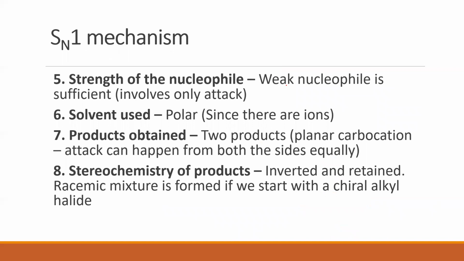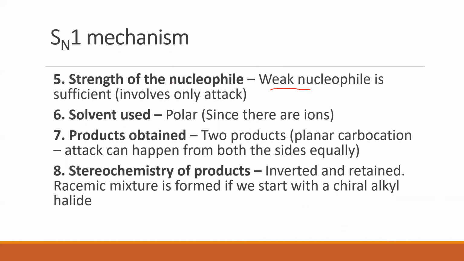Then, strength of the nucleophile. We already spoke about this. Even a weak nucleophile is enough for carrying out SN1. Why? Because it involves only one task, and which task is that? To attack the carbon. Whereas in the previous case, in SN2, the nucleophile had two tasks. One is to attack the carbon, and two is to drive out the halogen that is there. Here it involves only one task, which is attacking the carbon. Hence, a weak nucleophile is sufficient to carry out the mechanism.